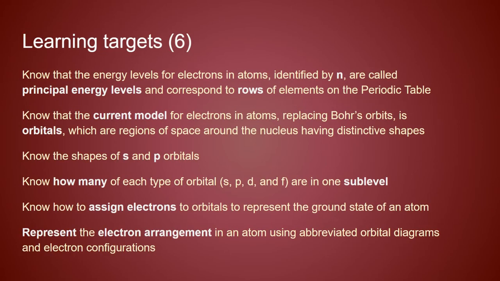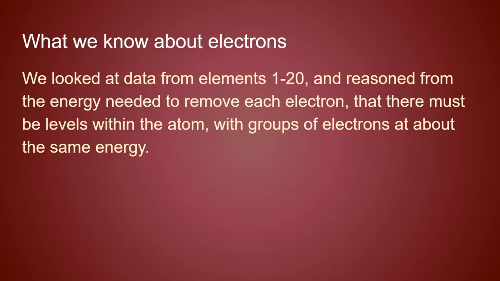So our learning targets, we have a lot. We're going to talk about each one as we get to it, and they're written in the lesson. What we know about electrons. We looked at data from elements 1 to 20 and reasoned from the energy needed to remove each electron that there must be levels within the atom with groups of electrons at about the same energy.